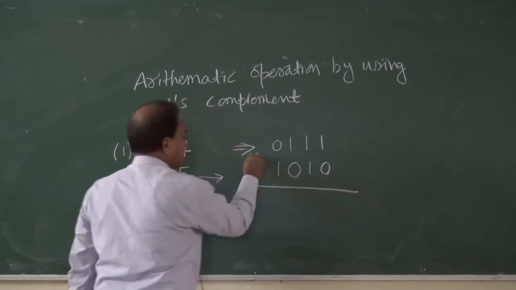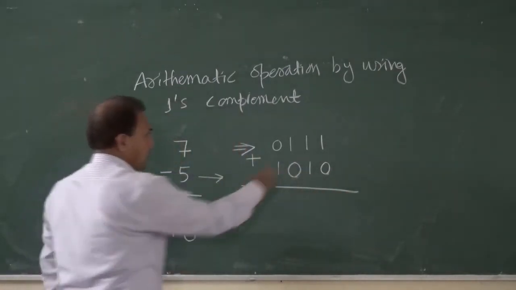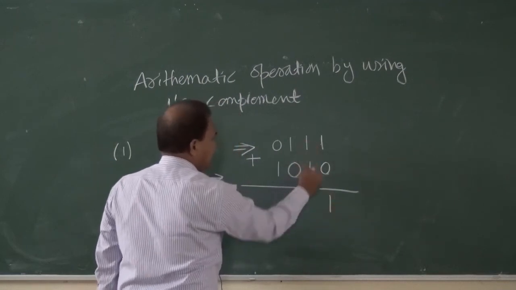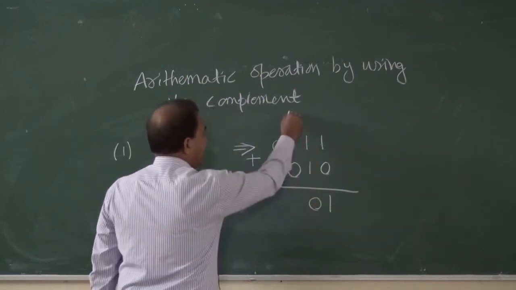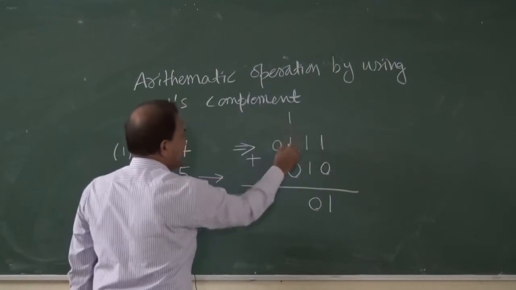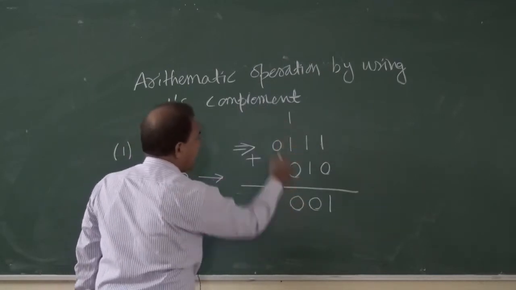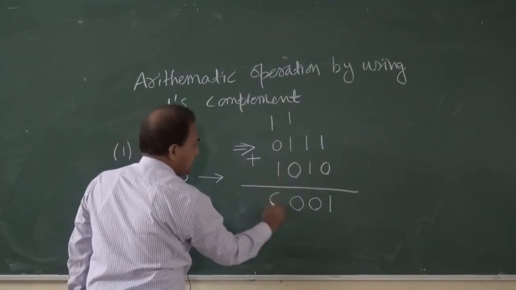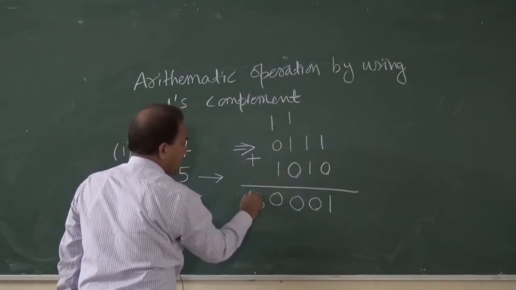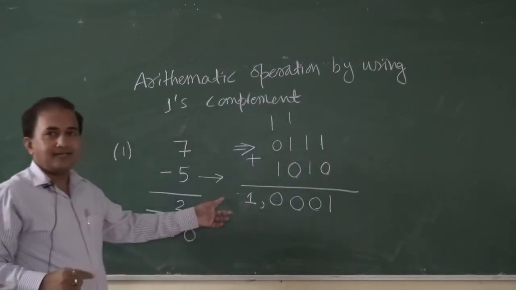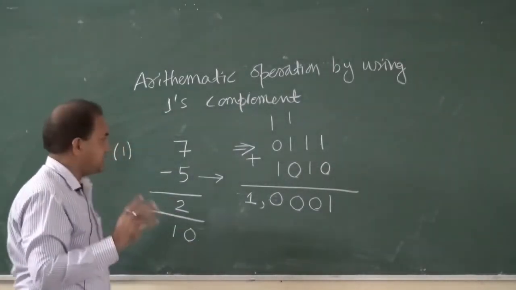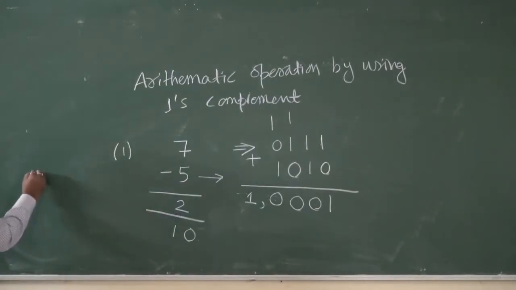Now add it. 1 plus 0, it is 1. 1 plus 1, it is 0, carry 1. 1 plus 1, it is 0, carry 1. 1 plus 1, it is 0, carry 1. Here carry is generated. Okay, so there will be only two cases. The first case is if carry is generated.